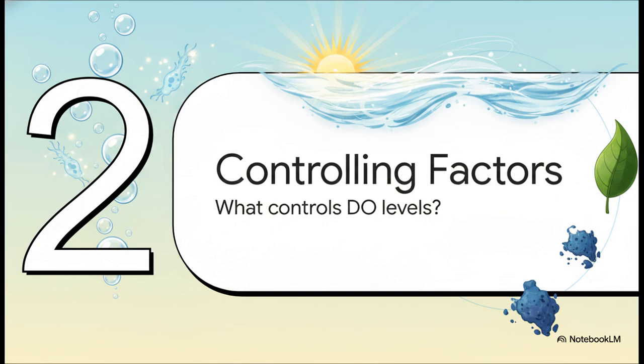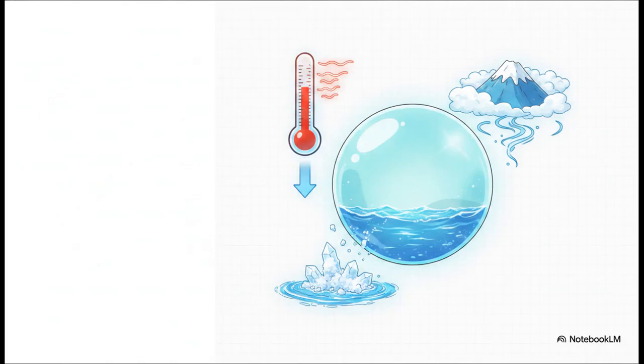And that brings us to Section 2, Factors Controlling Oxygen Levels. Let's look at the environmental elements that actually dictate how much oxygen a water system can physically hold at any given time. Now, what's really interesting here is how these three specific variables work together to place a strict cap on the natural oxygen saturation level. It's a very delicate balancing act.